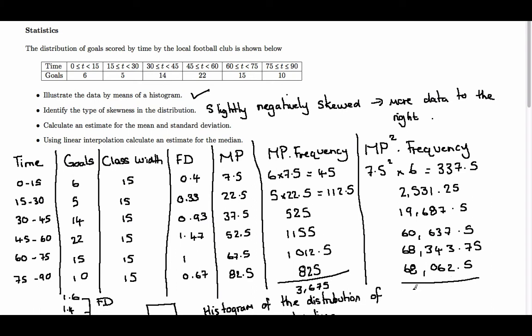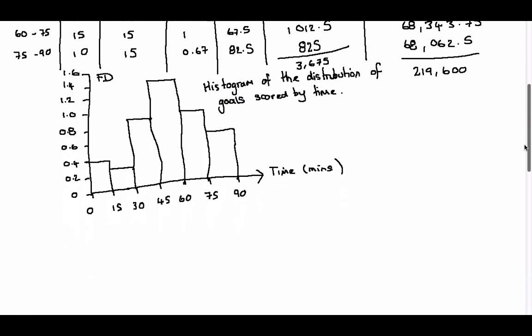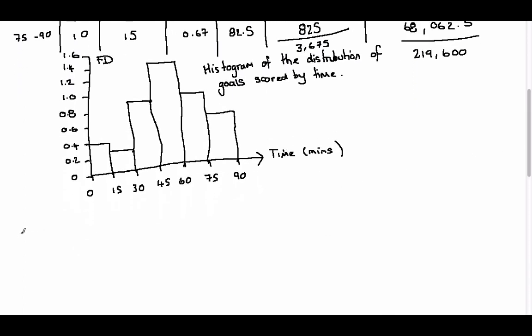So the sum of all of these will be 219,600. So you see, when you're working out the mean and standard deviation for group data, it's best to do it all in a table. So I can now work out my mean.